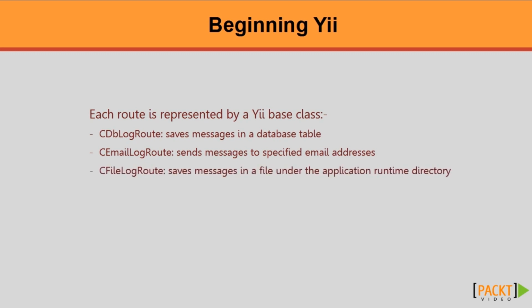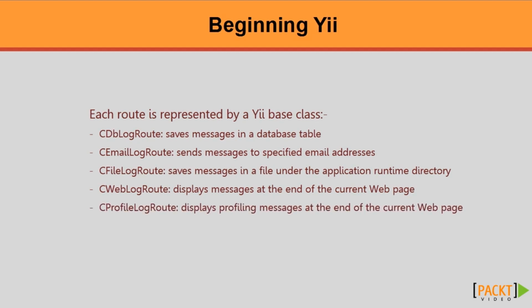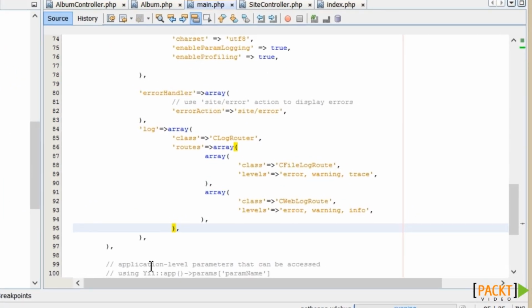CFileLogRoute saves messages in a file under the application runtime directory. CWebLogRoute displays messages at the end of the current web page. And then CProfileLogRoute displays profiling messages at the end of the current web page. Initially, we set the logging to use the CFileLogRoute and the CWebLogRoute using the following configuration.